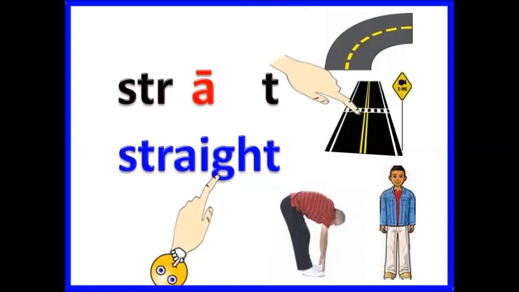Okay. But you see this road here? This road here is straight. Okay. And you see this man right here? He's bending over, touching his toe. His back is curved. Okay? But you see this man right here? This man is standing up straight. Okay? Good.